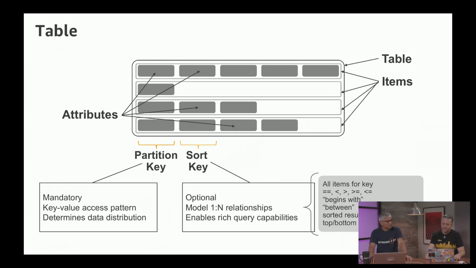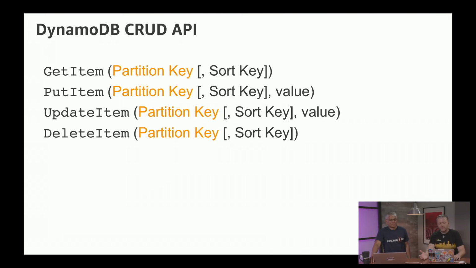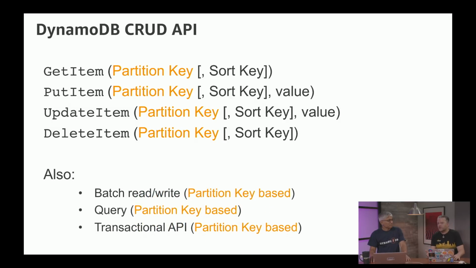So now that we've kind of established the terminology baseline, partition key, right? If you look at the DynamoDB basic APIs, they all use the partition key, whether we're writing an item, reading an item, or deleting an item. So it really is a foundational concept in DynamoDB. Also, if we're using batch APIs as well as query or transactional APIs, they all take partition key. You have to have a partition key.